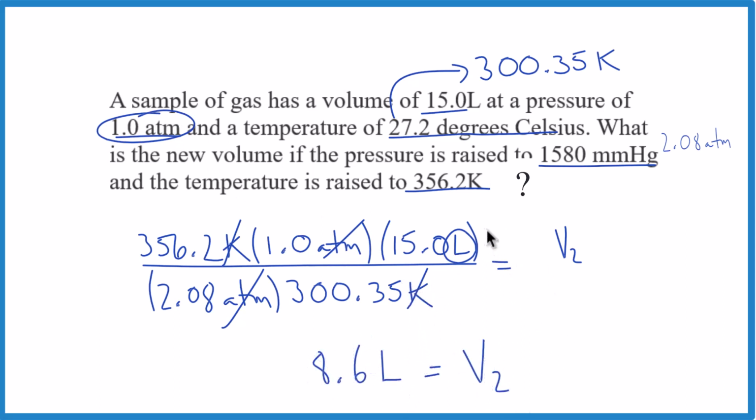So that's another example of using the combined gas law to figure out the new volume, given all this information here. Do make sure that all of your units in the initial and the final conditions match up. The temperature should be in Kelvin, not Celsius.